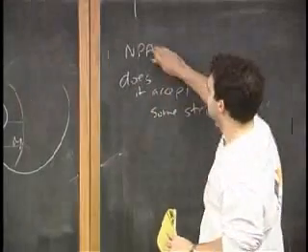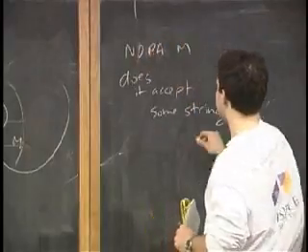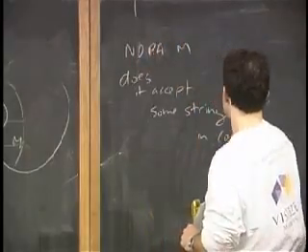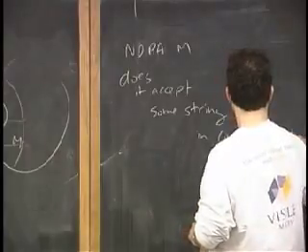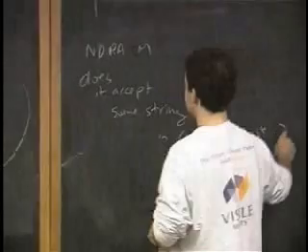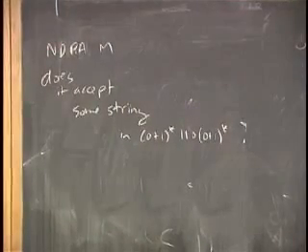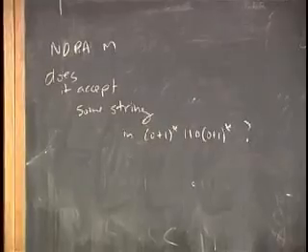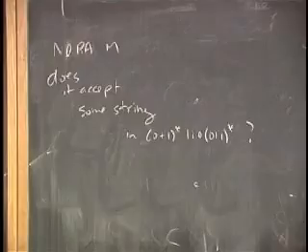So we have this non-deterministic PDA M. Does it accept some string in (0 or 1) star? What about that? Now you're talking. Right. I can do that.